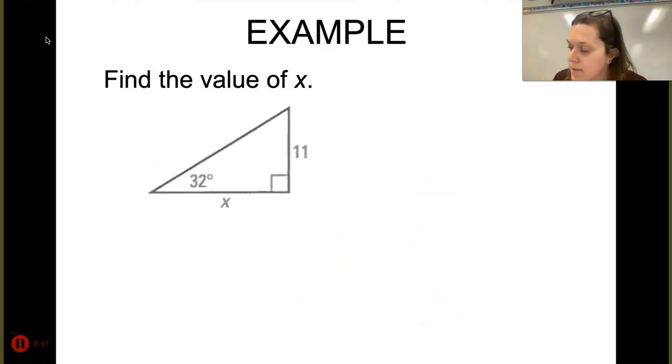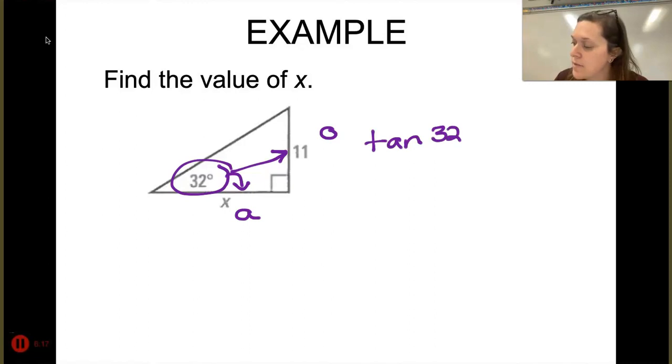So here we have our reference angle of 32. Opposite of that 32 is 11. Adjacent to it is x. So I'm going to do a tangent of 32 degrees is equal to 11 over x.